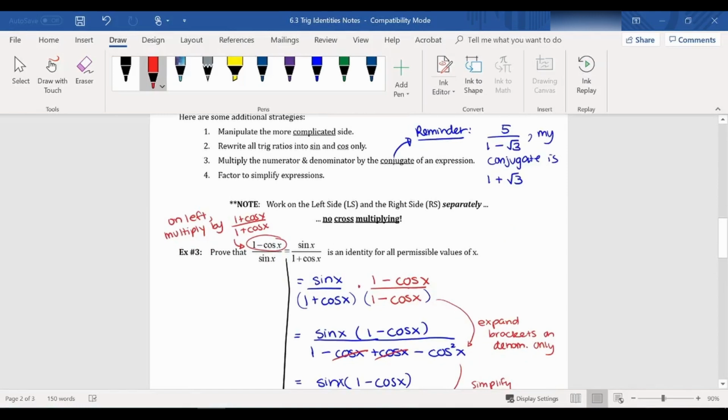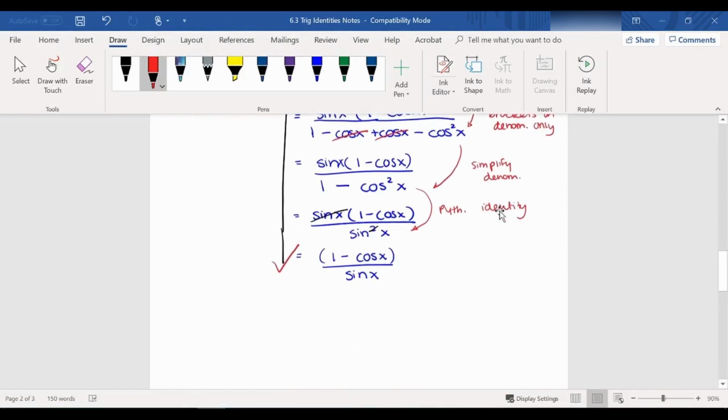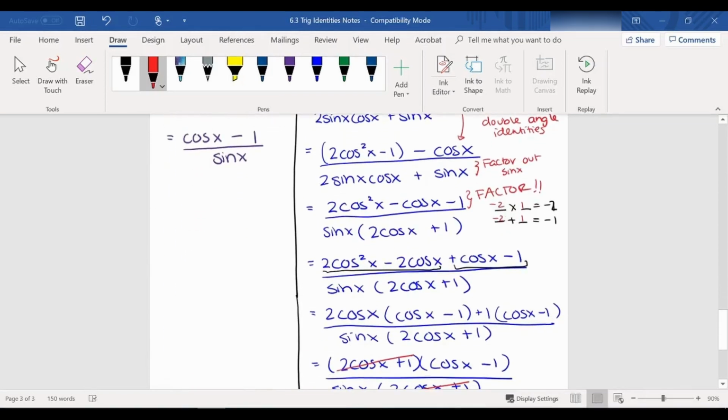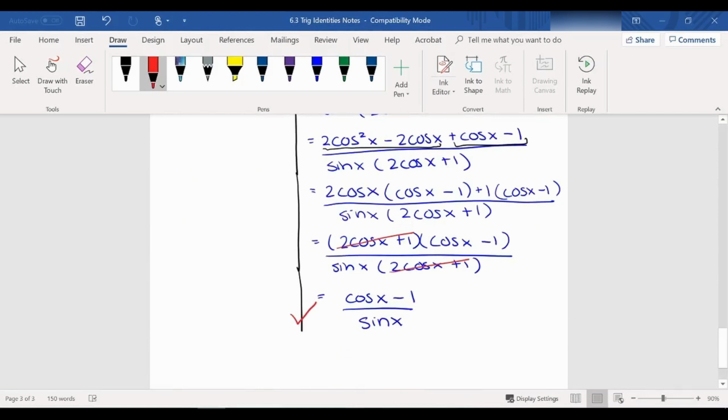Again, the only way to really know if your proof works is if both sides are equal. So if both sides are equal, then you're done. Your proof is complete. But just make sure you're not doing illegal math, so canceling things out that can't cancel.